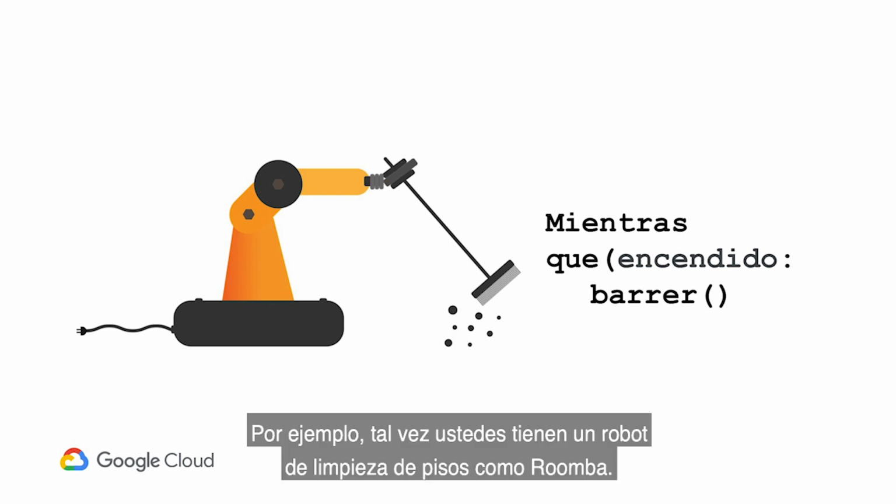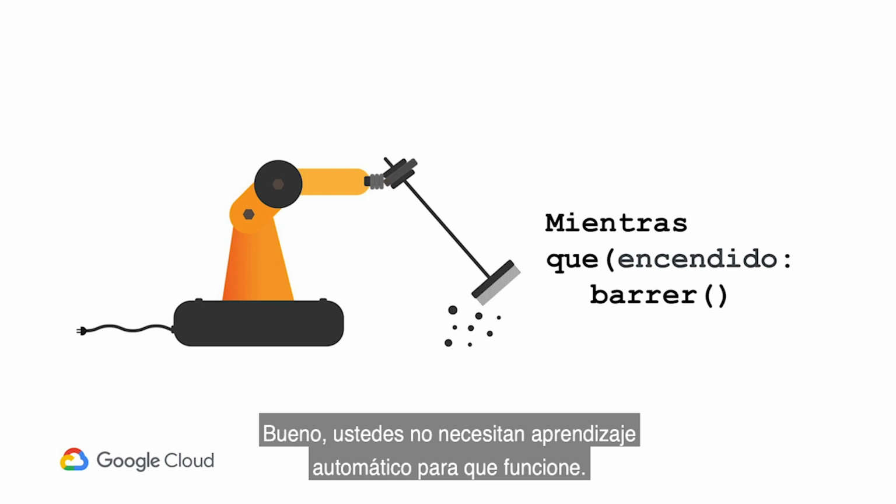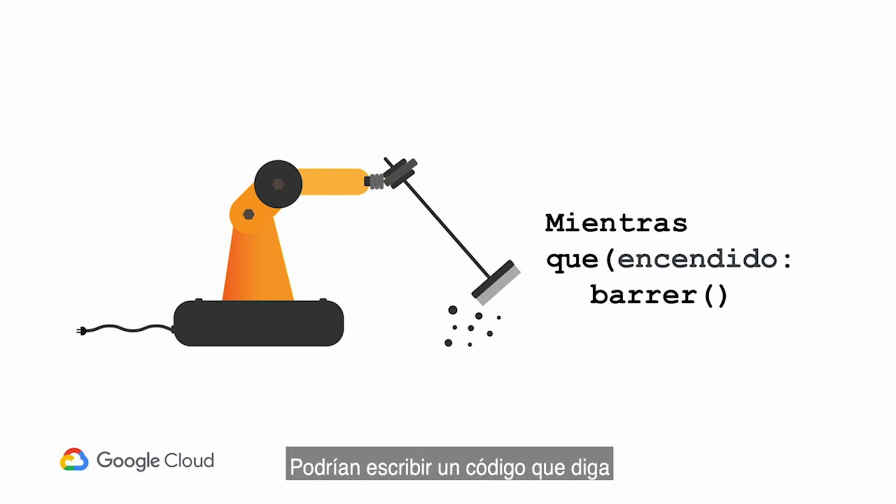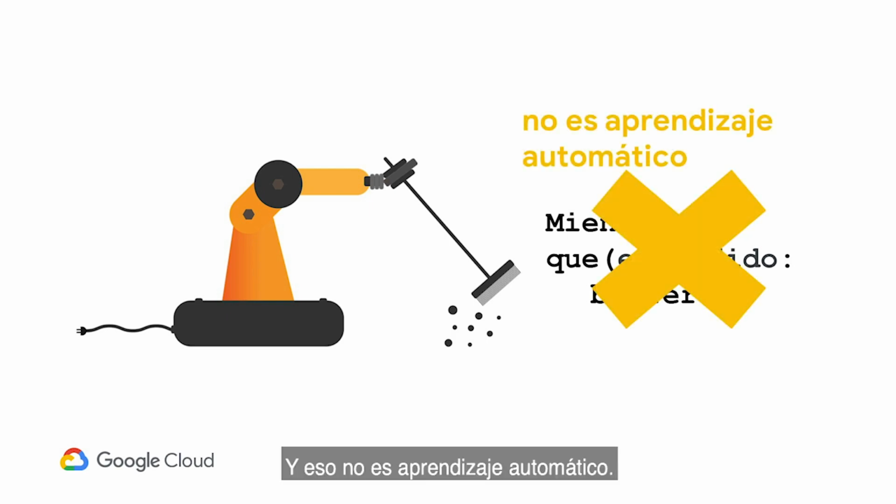So for example, maybe you have a floor cleaning robot like a Roomba. Well, you don't actually need machine learning to make that thing work. You could just write some code that says when the power button's turned on, then have the thing sweep the floor. And that is not machine learning.